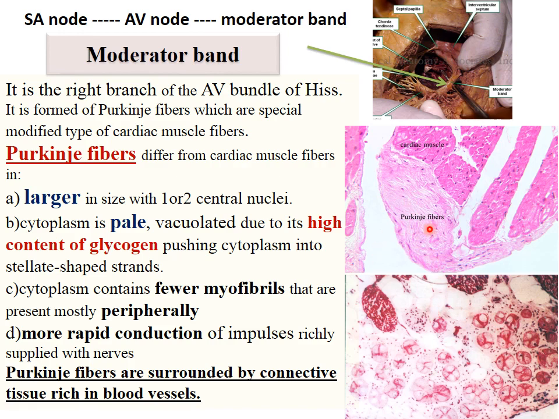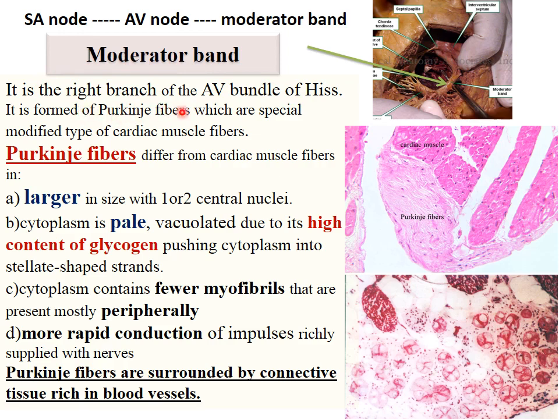Again, the conducting system of the heart begins from SA node, then AV node, then AV bundle of His and its branches. This is called moderator band. Moderator band is the right branch of the AV bundle of His.